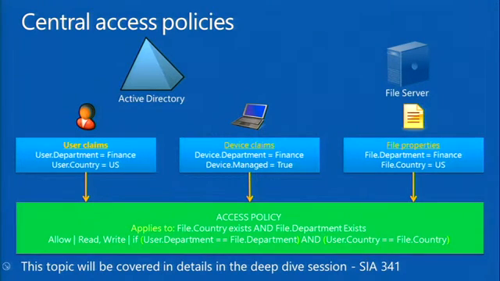Now, I could use groups here, right? So if I didn't have claims, I just had groups, I could say, if user department equals finance, if file department equals finance, then allow users that are from the finance security group to access the file. So instead of one condition here, I would have 20 conditions, but it's still something that I can centralize.